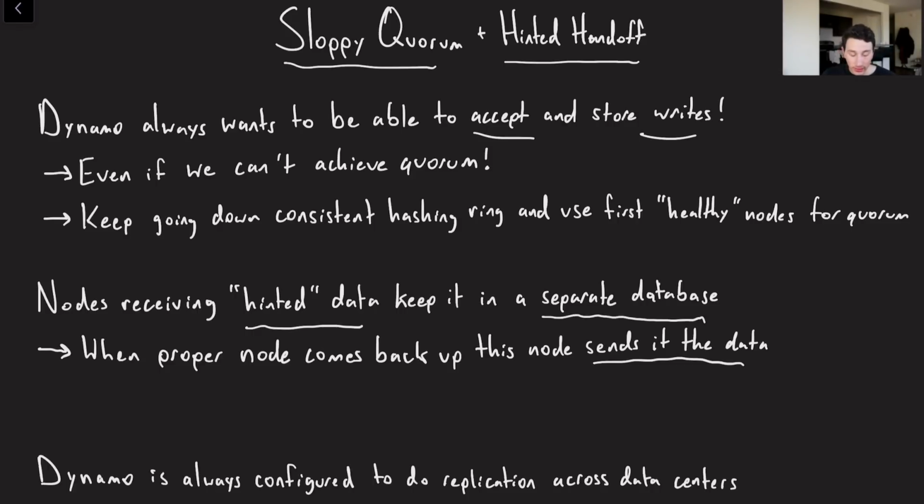So yeah, another thing to note is, again, another way of ensuring that we get a lot of availability is dealing with the concept of having data center failures. So Dynamo always configures itself to do replication across these data centers.